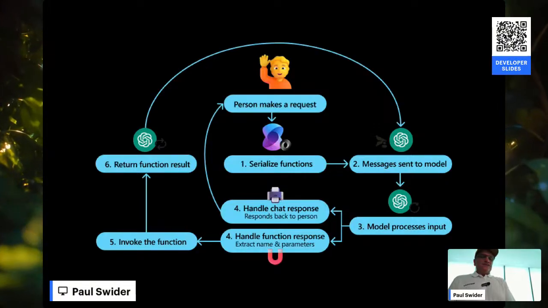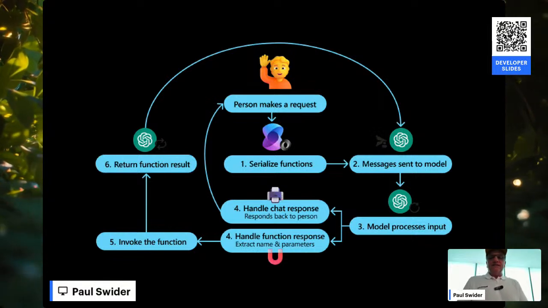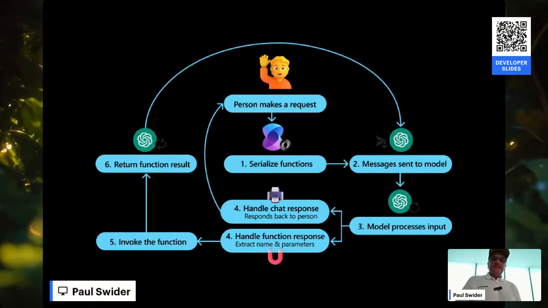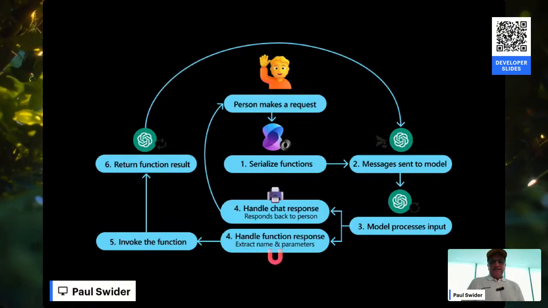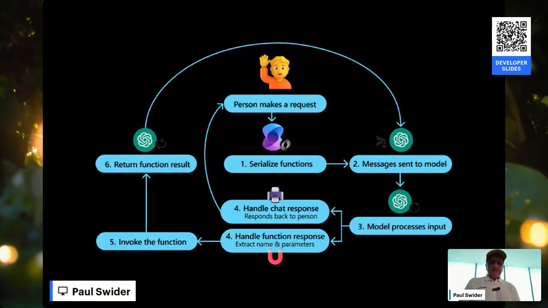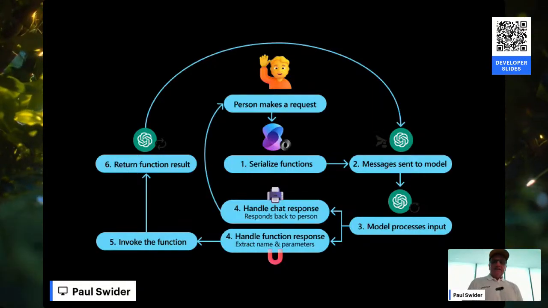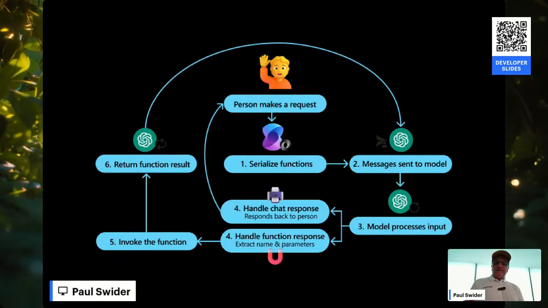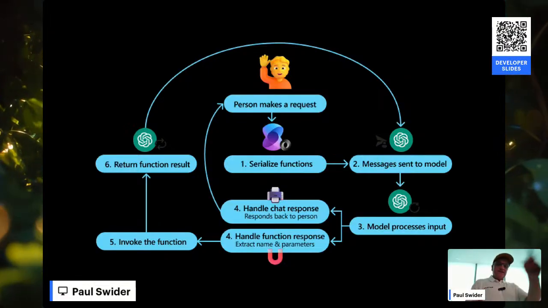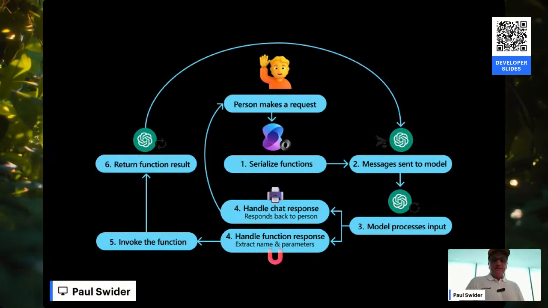And so this is another illustration of what that looks like when somebody's actually using the agents and the Copilot. It could be Copilot tied together with agents. So the person is making a request, and then number 2, the messages are sent. Well, first that's serialized. Messages are sent to the model. The model processes the input, handles any function responses, invokes the function, and then handles the chat response. There's a little bit of a loop there, and finishes the flow, if you will.